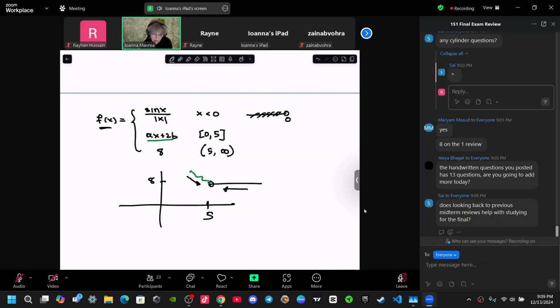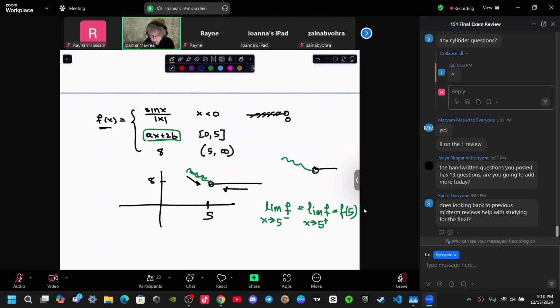For the green piece here to connect to the other piece on the right, the y equal 8, the limits have to be equal. So I can write the limit of f as x goes to 5 from the left must be equal to the limit of f as x goes to 5 from the right, which has to be equal to f of 5. That point has to be there because the limits can be equal and you still can have a hole there. Both sides are approaching the same thing, but there's a hole, so it's not continuous. So the limit from the left has to equal the limit from the right, which has to equal the value of the function at 5.